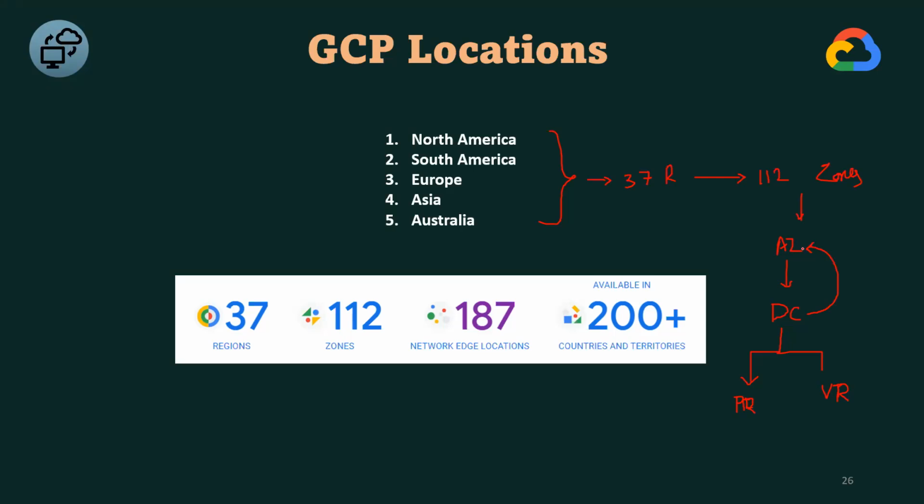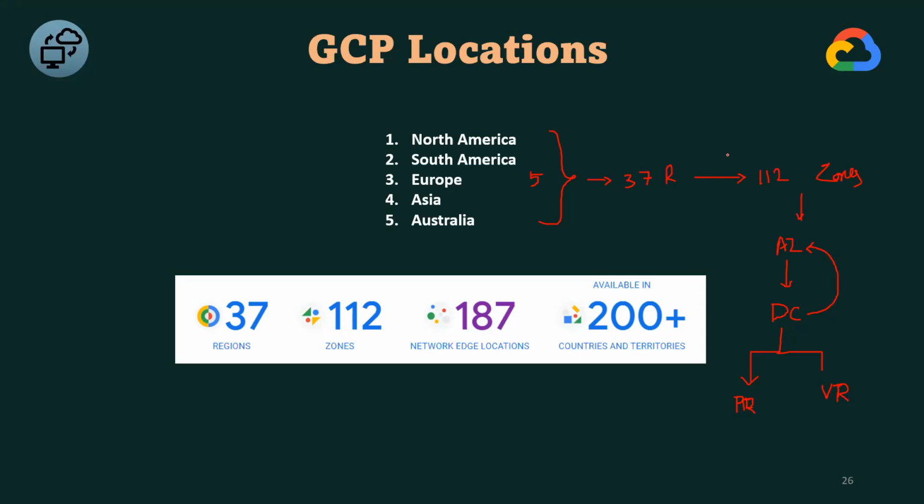Availability zones. This name means that wherever you are going to deploy your application, the available resources for your application are available here. That's the reason it is called availability zones. Okay, so in total there are 5 locations, 37 regions, 112 zones.